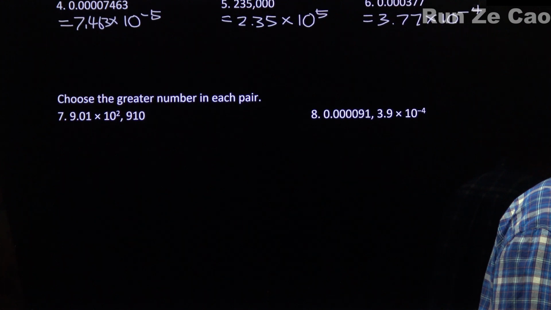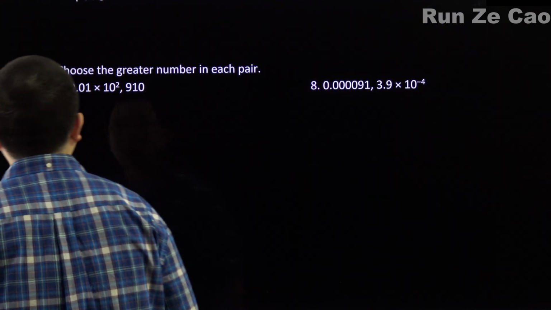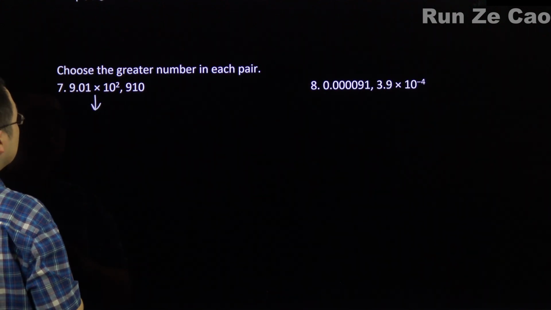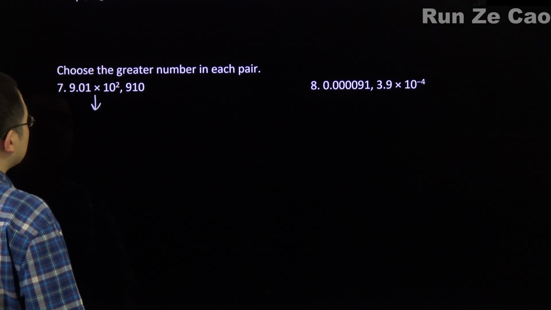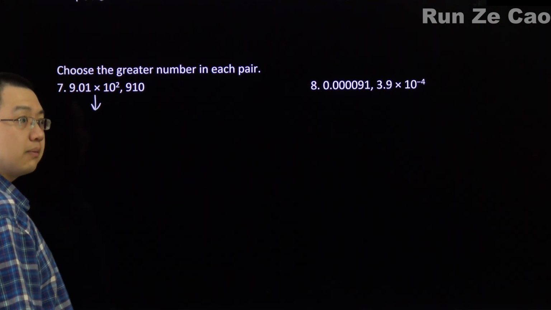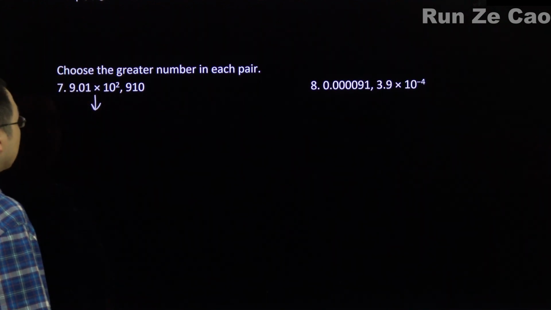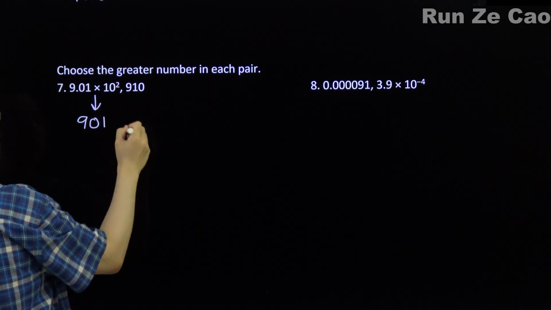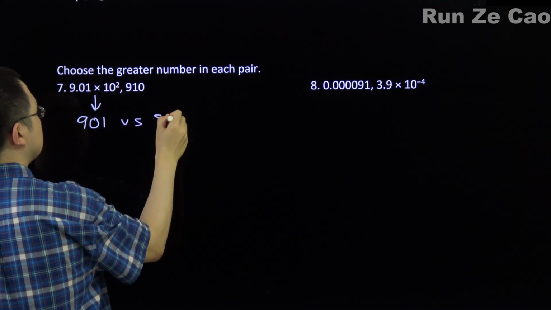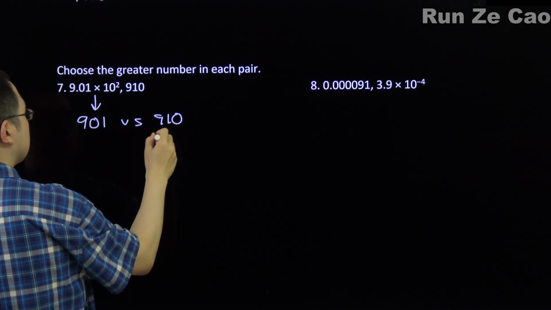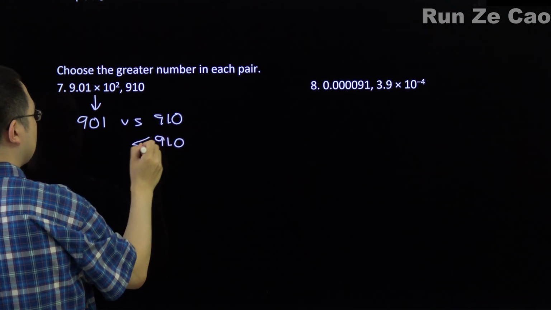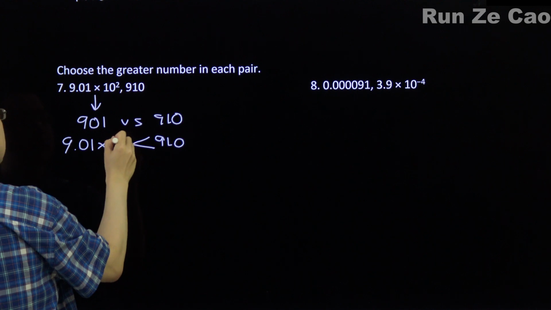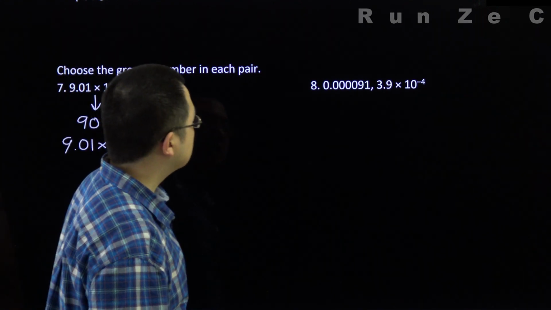Choose the greater number in each pair. Well, 9.01 times 10 to the second is just 9.01 times 100. So it's 901 versus 910. So 910 is greater than 9.01 times 10 to the second power.